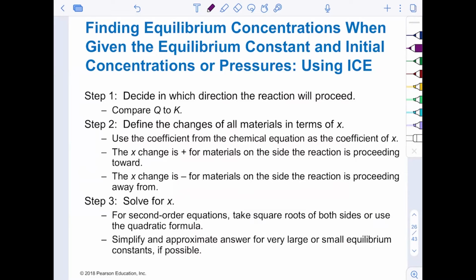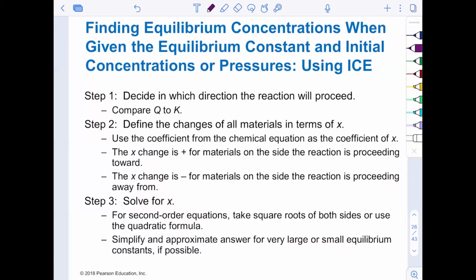What we need to do is, when we start, decide in which direction we are going to proceed. We've got to compare Q to K so that we know which way we are going to go. Sometimes this is easy, sometimes it's straightforward, sometimes it's not. Define the changes for all the materials in terms of X using the balanced chemical equation. Do not forget those coefficients in the C of our ICE table, in the change row.